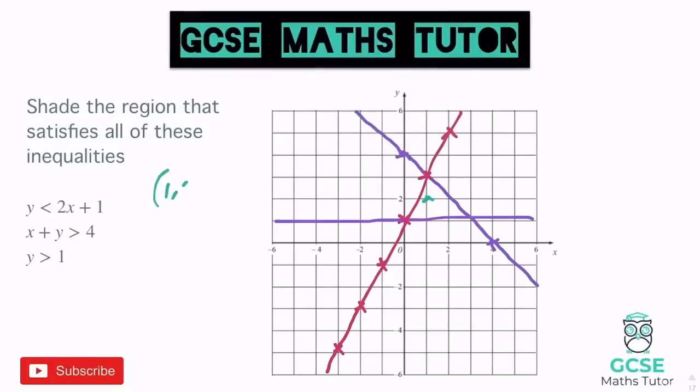This coordinate here, well x is 1 and y is 2. And if I sub them into these inequalities, as long as they all work, then that's the region I'm going to shade. So if I sub it into that first one there, x is 1 and y is 2, so y, which is 2, is less than 2 lots of 1, which is 2, plus 1, so 2 is less than 3, and that works, that's correct. Moving on to the next one, we've got to test all 3 though. x plus y is bigger than 4, so x is 1, so 1 plus 2 is bigger than 4. No, that doesn't work.